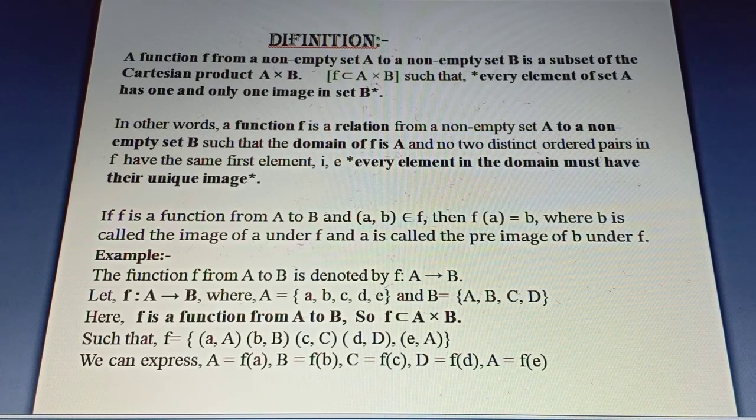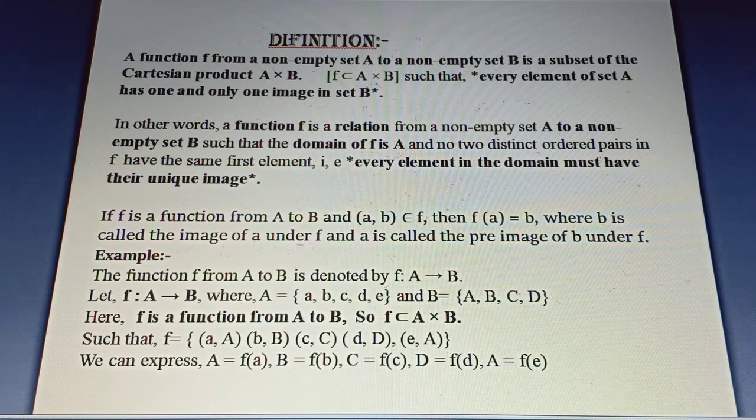A function f from a non-empty set A to a non-empty set B is a subset of the Cartesian product A cross B. So students, there is a similarity with the relation. Relation R is also a subset of A cross B, and here function f is also a subset of A cross B. That means the function is nothing but a set where the elements are pairs of elements, and those elements belong to A cross B.